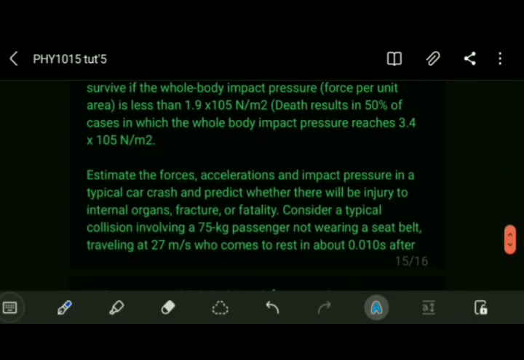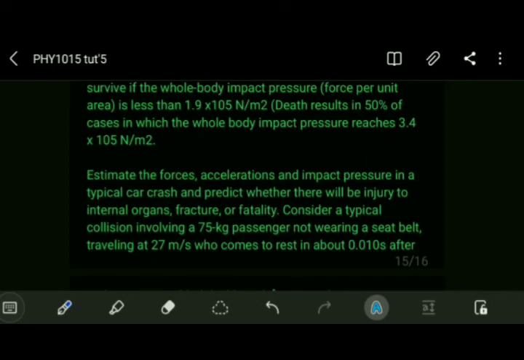Now the question wants us to find the force, acceleration, and impact pressure for this 75 kg person who comes to rest in about 0.01 seconds and was initially traveling at 27 meters per second. So they want us to find the force, the pressure, as well as the acceleration, and then we compare these values to the threshold values that can cause damage, death or bone fracture. We find the value of the force and compare to the threshold, to see whether or not this force is going to cause a bone fracture. We do the same for the acceleration, finding the acceleration of this passenger.